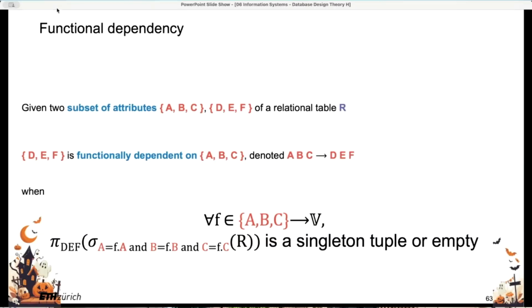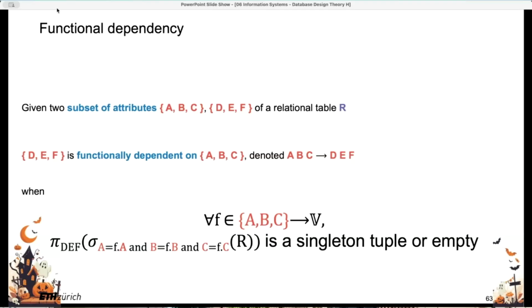So now, going to have lunch soon, but again, since it's Halloween, I'm allowed to show you scary things. It turns out that there is a criteria using the relational algebra with pi, sigma, and so on that gives you a characterization of a functional dependency. So that's not the definition, that's only a characteristic.